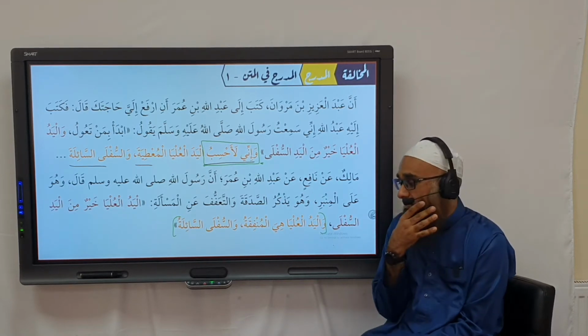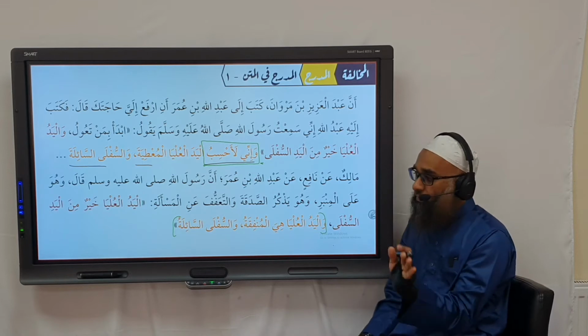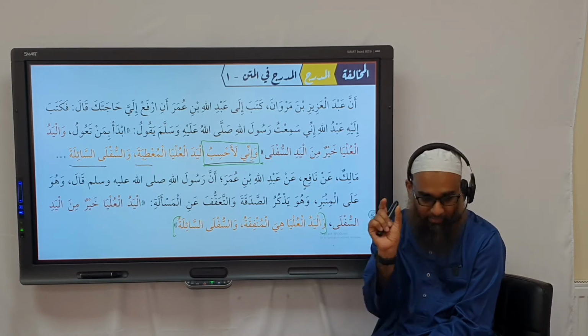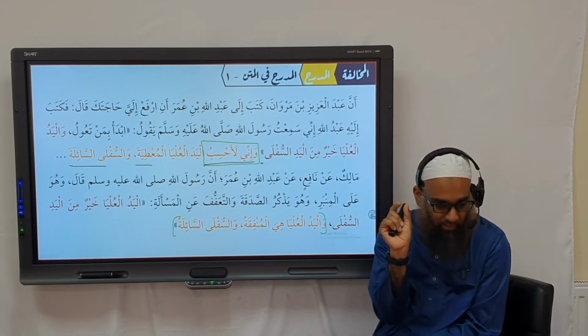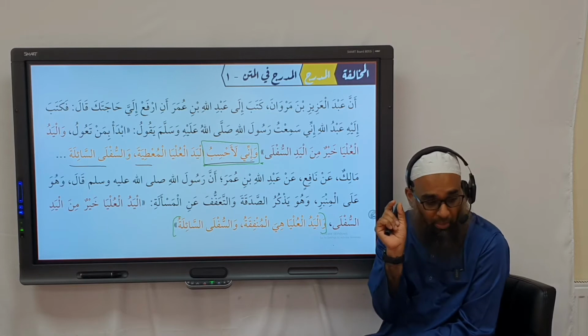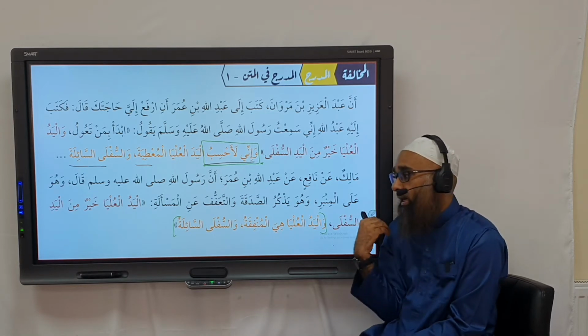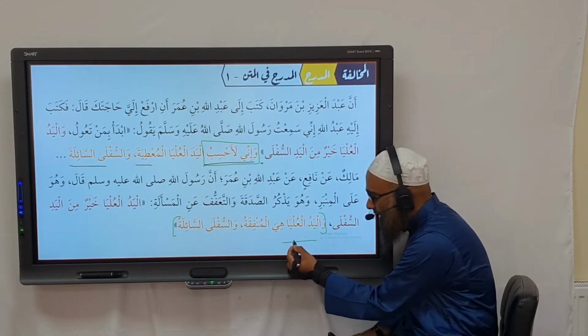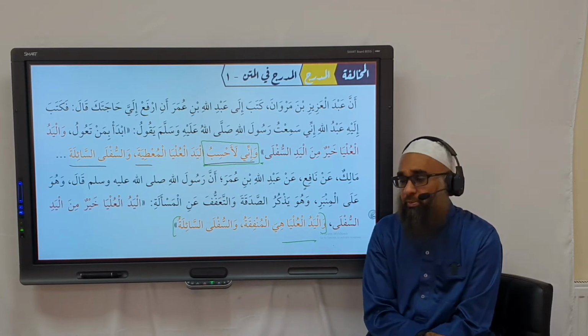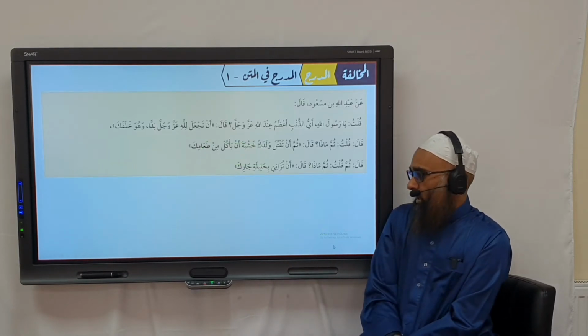So you have mudraj fil sanad and you have mudraj fil matan. We do mudraj fil sanad later on. But the mudraj fil matan, we have three examples. Asbighul wudu, at the beginning of the matan. We have at-tahannuth wa at-ta'abbud in the middle of the matan, and then here, at the end of the matan, we have a mudraj. So mudraj can come anywhere. We give three examples just to make it very clear. Are you following?